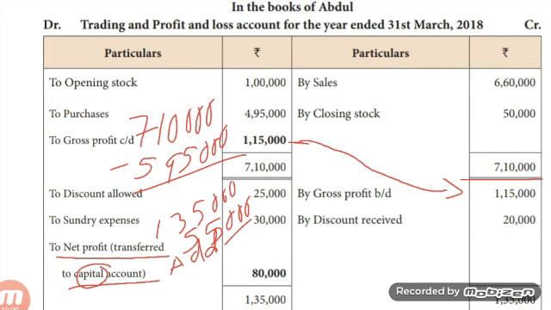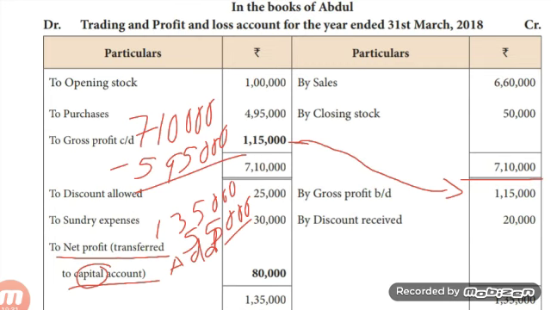Children, then find the balance. How can we find the balance? Find the credit side total and the debit side total. Here credit side total is 7,10,000. Debit side total is 5,95,000. Then find the difference. 7,10,000 minus 5,95,000 is equal to 1,15,000. 1,15,000 is the gross profit.